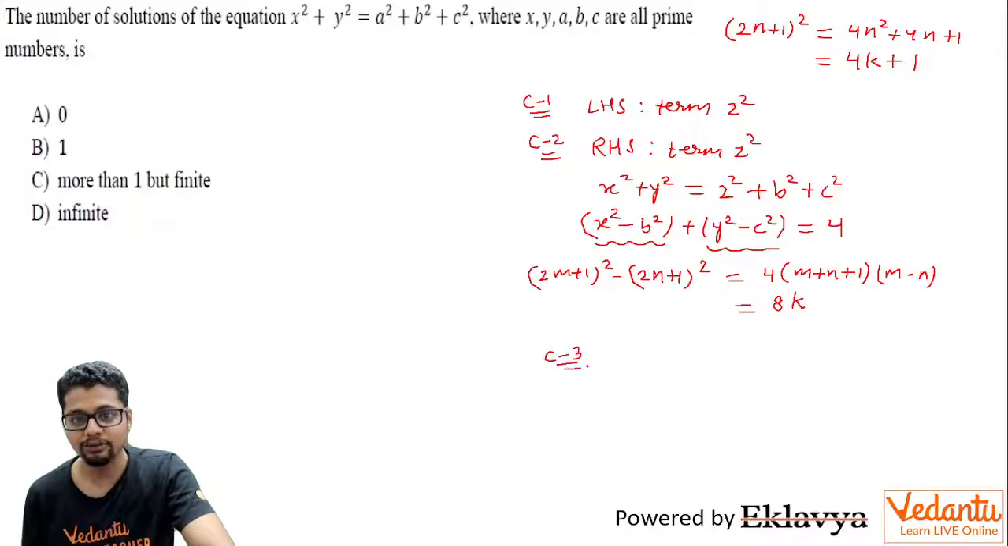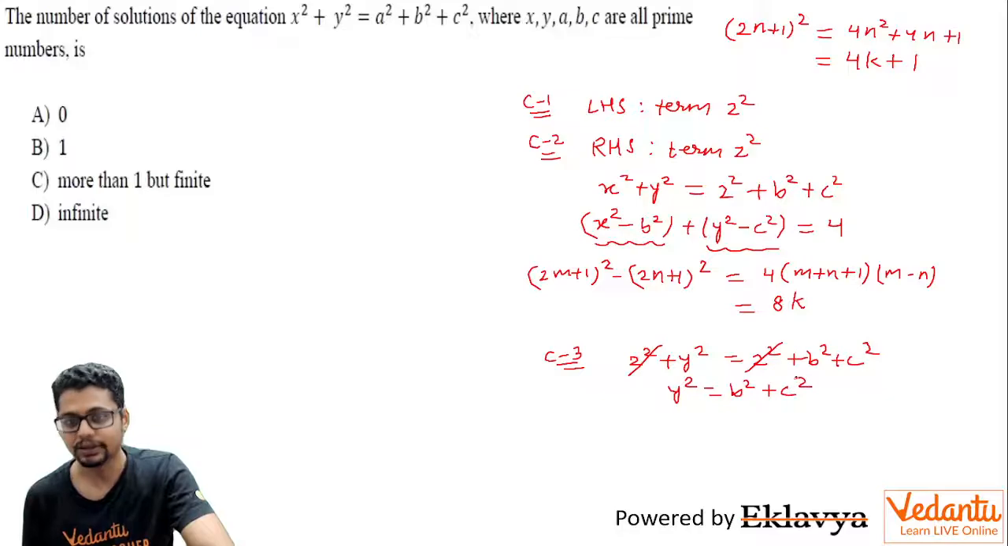Now you may say, sir, what if both sides have a 2 square term? Without loss of generality, if both sides have at least one term which is 2 square, let x square be 2 square and a square be 2 square. Essentially it cancels out, and what you get is y square equal to b square plus c square. Here don't think in terms of Pythagorean triplets, because y, b, c are supposed to be prime numbers. So now let's consider further possibilities.